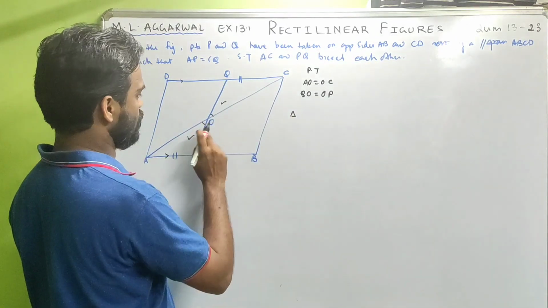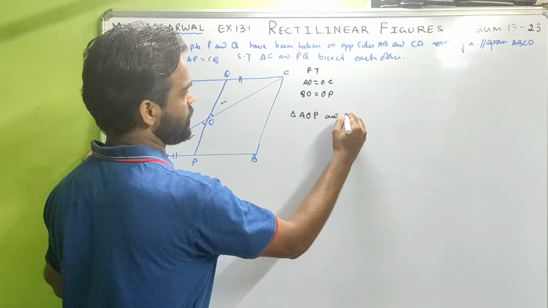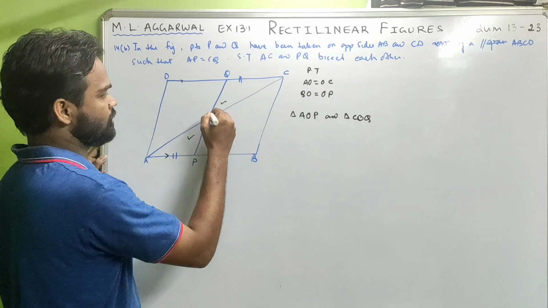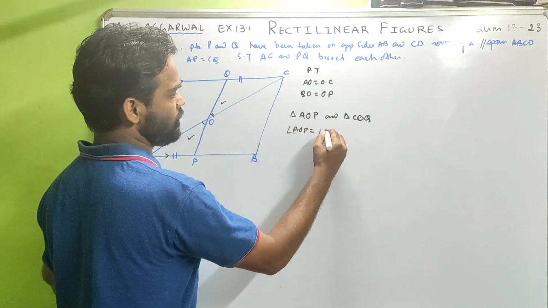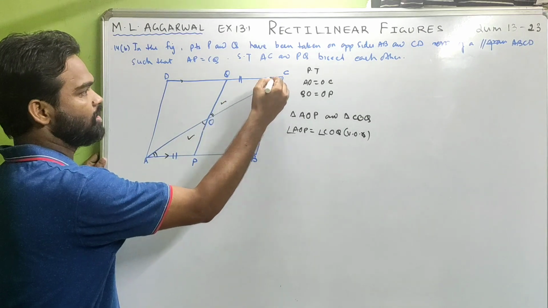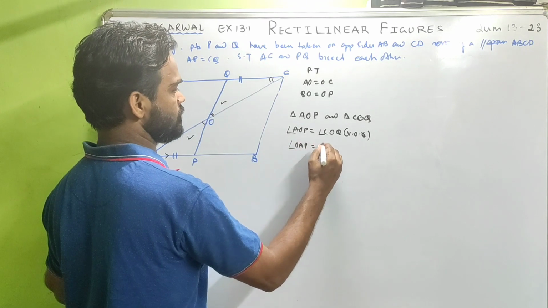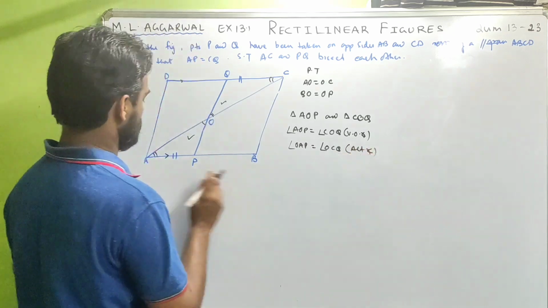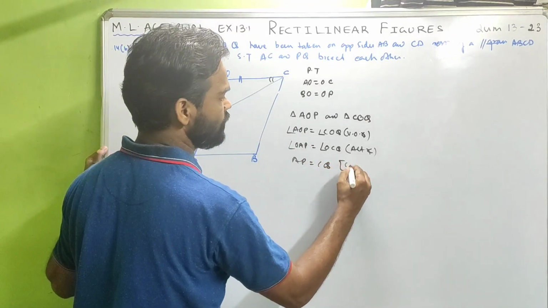See, triangle AOP and triangle COQ. First thing, this angle and this angle will be equal, which means angle AOP is equal to COQ, vertically opposite angle. Then this angle and this angle will be equal, alternate angle. Angle OAP is equal to OCQ, alternate angle. AP is equal to CQ, given. This was given to us.